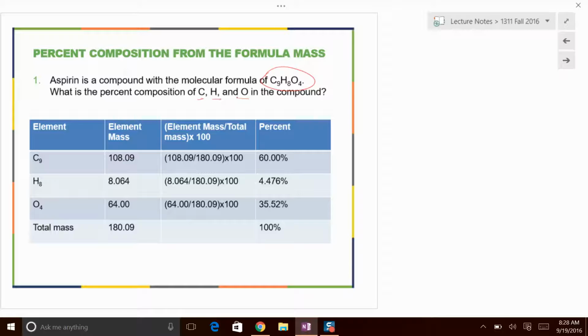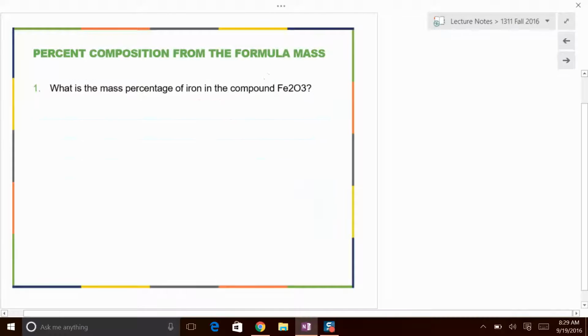You simply find the total mass and then divide all the individual masses by the total mass times 100, and that'll be your percent of the elements in the compound. What is the mass percentage of iron in the compound Fe2O3? Let me rewrite that so you can see it: Fe2O3. What is the mass percentage of iron in the compound?